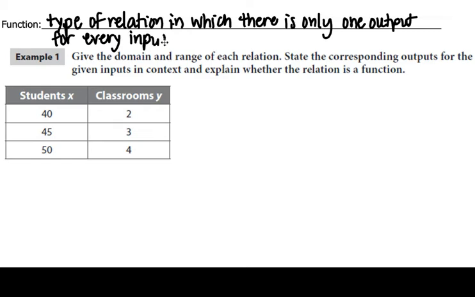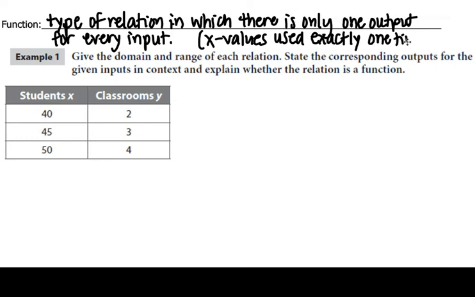And remember, inputs are your x values for every input, meaning that x values are only used once, so they are used exactly one time. That's important for a function. So important, I'm going to take out my highlighter and highlight that. X values used exactly one time. That's what makes a function.